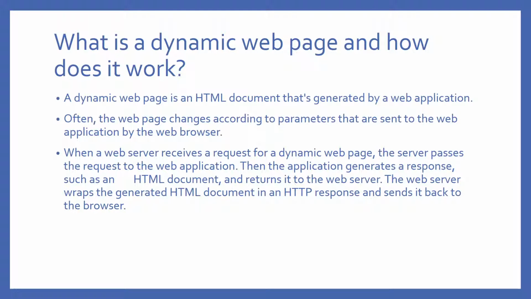What is a dynamic web page and how does it work? A dynamic web page is an HTML document that's generated by a web application. Often, the web page changes according to parameters that are sent to the web application by the web browser. When a web server receives a request for a dynamic web page, the server passes the request to the web application. Then the application generates a response, such as an HTML document, and returns it to the web server. The web server wraps the generated HTML document in an HTTP response and sends it back to the browser.